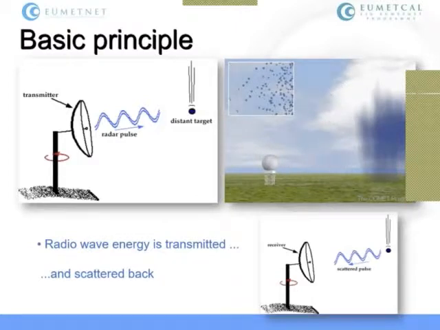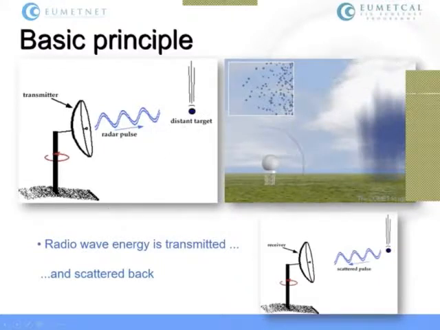Further, when we are talking about the basic principle of weather radars, we can talk about how the radar sends and receives electromagnetic energy into the atmosphere. So we have the radar here. Let's make the assumption that this is a weather radar. We have the transmitter, and through the antenna, an electromagnetic pulse is sent into the atmosphere where it reaches a target.